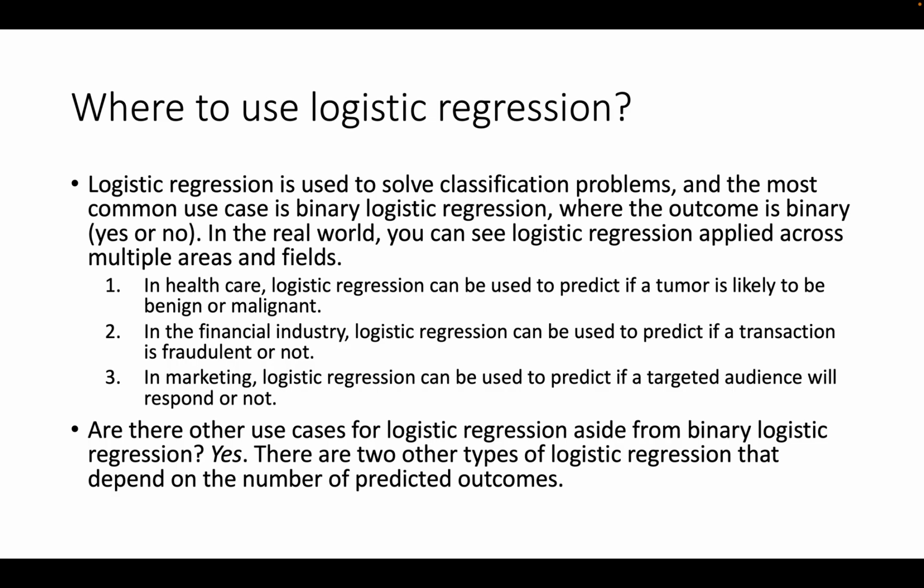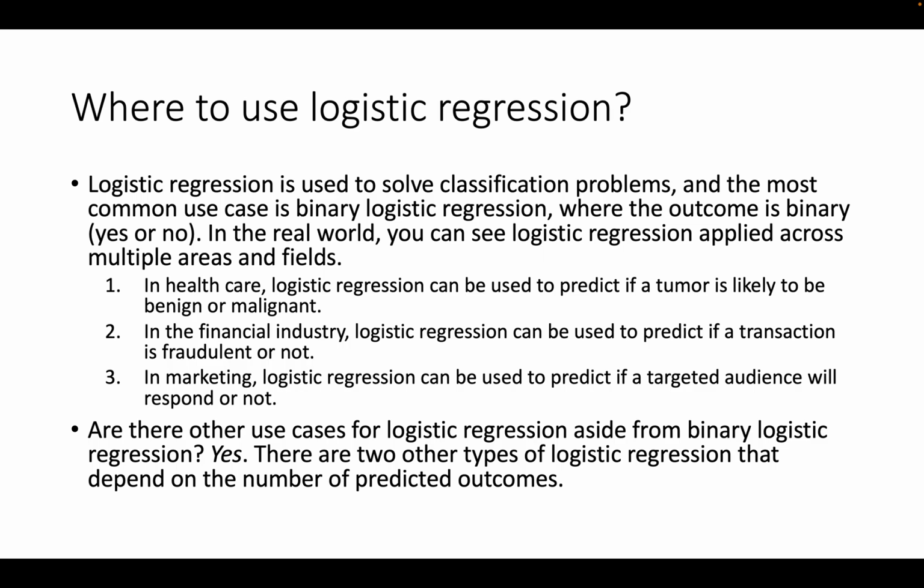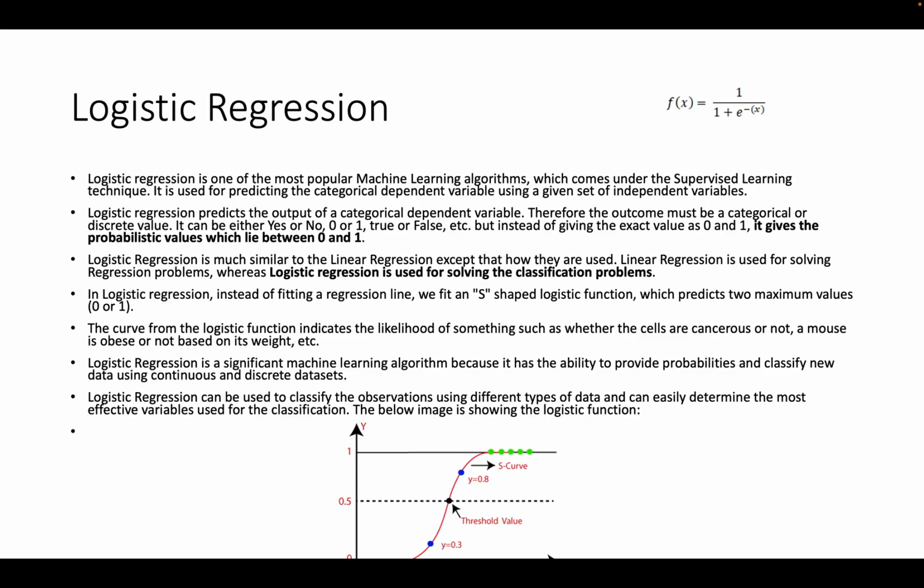Are there other use cases for logistic regression aside binary logistic regression? Yes, obviously. There are two other types of logistic regression that depend upon number of predicted outcomes. Let's see. ये same था. ठीक है. Logistic regression is one of the most popular machine learning algorithms. ठीक है. SVM भी popular है. But yes, which comes under the supervised learning techniques.